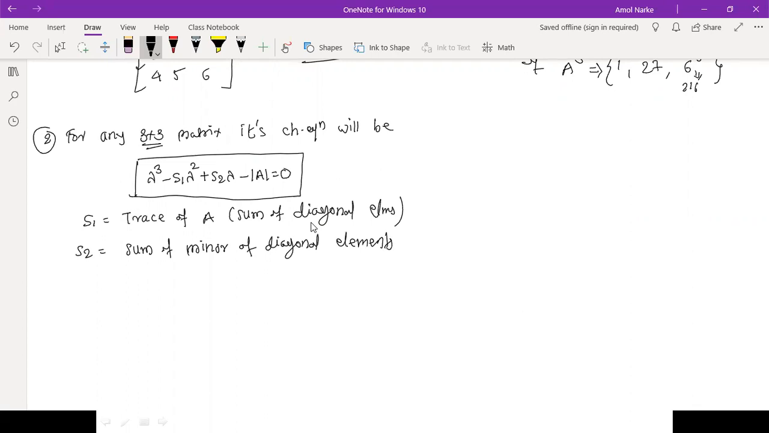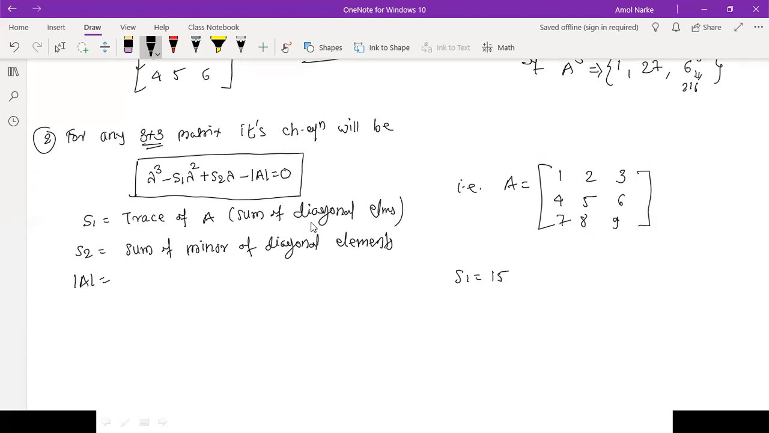For example, we have matrix A: 1, 2, 3, 4, 5, 6, 7, 8, 9. And the determinant of A, we know that. So tell me, what is S1 here? 9 plus 1, 10, 10 plus 5, 15. Yes or no? So we are getting S1.